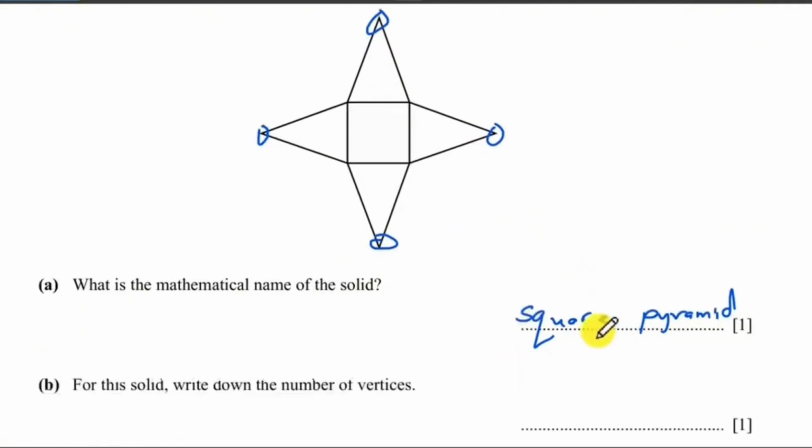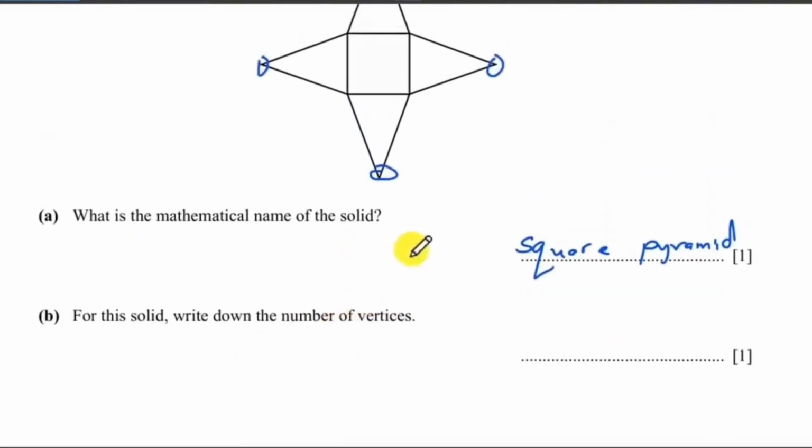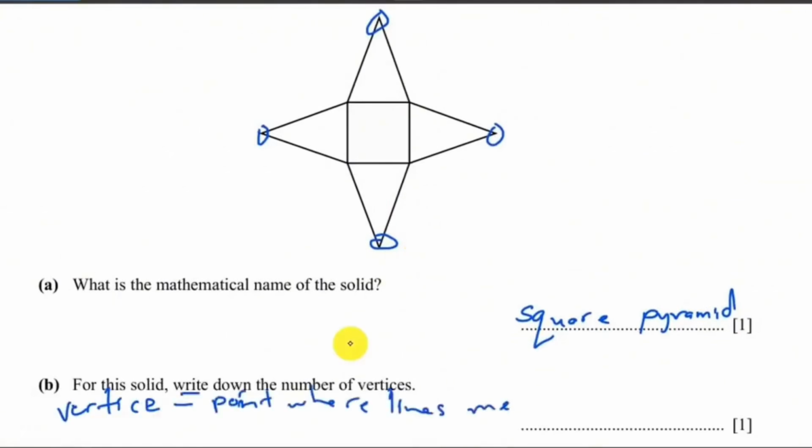For this solid, write down the number of vertices. So a vertex is a point. Let's define that one. So what is a vertex? A vertex is a point where lines meet. Two or more lines meet. Okay. Of course, you're not supposed to write this for revision.